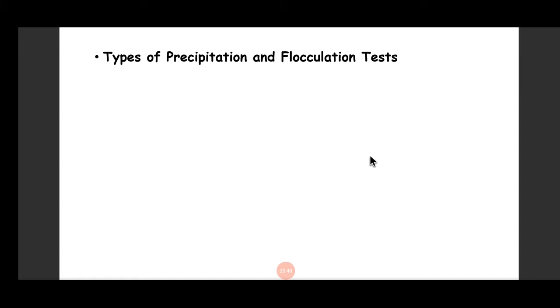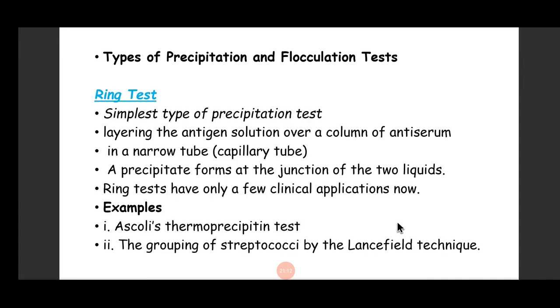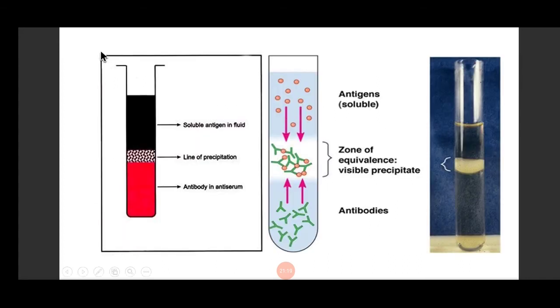So there is a prozone phenomenon, there is a postzone phenomenon, and the antigen-antibody reaction takes place at an optimum concentration, right? So, the types of precipitation and flocculation tests. One very simple precipitation test is the ring test. What we do is take a tube, and we take antibody in the bottom and then we add antigen in the column. This is a tube.